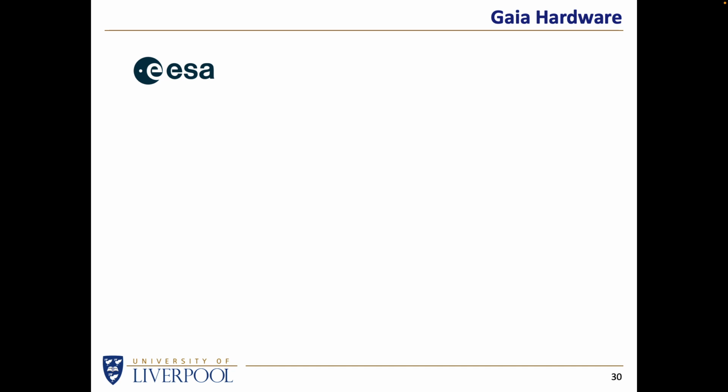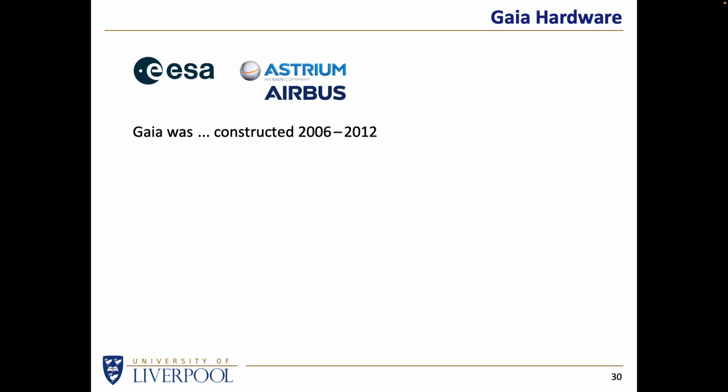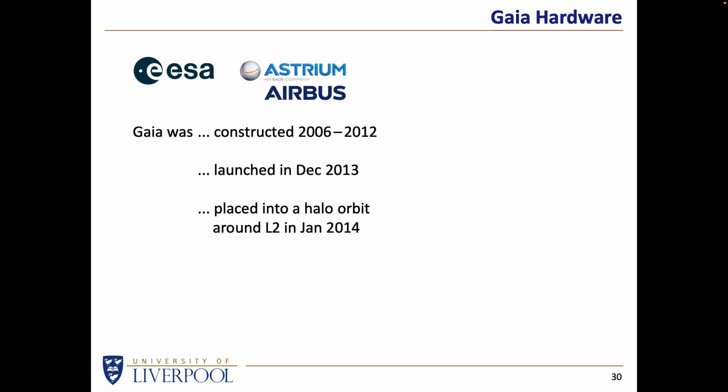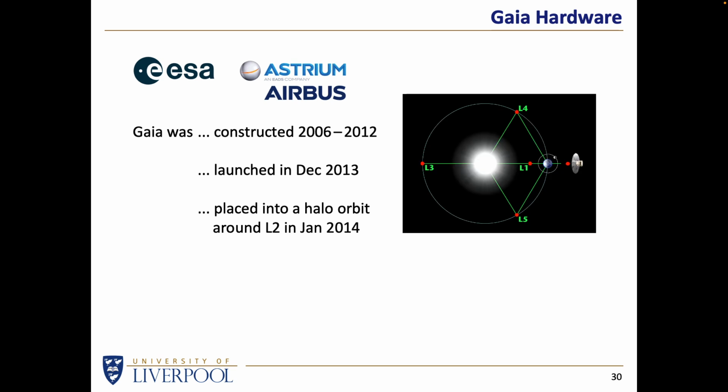So it's generally across the European, I was about to say European Union, but of course I mean Europe generally, not necessarily EU. The final integration was done by a company called Astrium in Toulouse. Astrium is now a subsidiary of Airbus. So effectively, Gaia is an Airbus in space. Think of it that way. It was constructed in the late noughties until about 2012 it was complete. Then it was launched in 2013 and placed in orbit around L2, the Lagrange point L2, in early 2014.